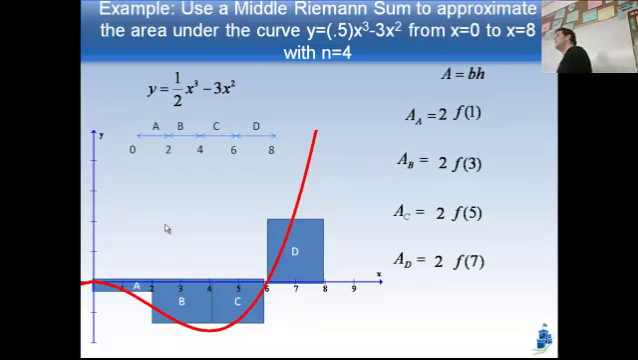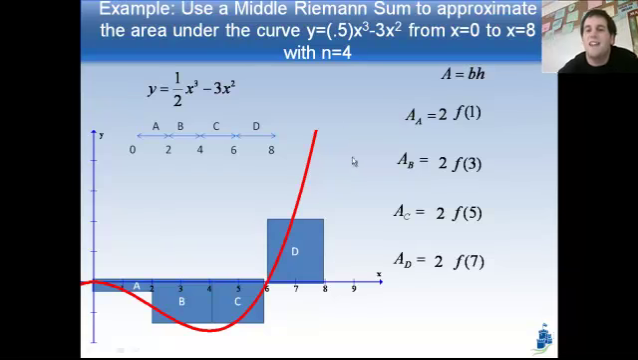Now the middle. Remember how I was telling you about which ones won't be there or will be there? From 0 to 8, if we're doing the middle Riemann sum, we won't have 0 or 8. We're going to start a little bit after 0 and end a little bit before 8. Now all you have to do is plug this in your calculator.